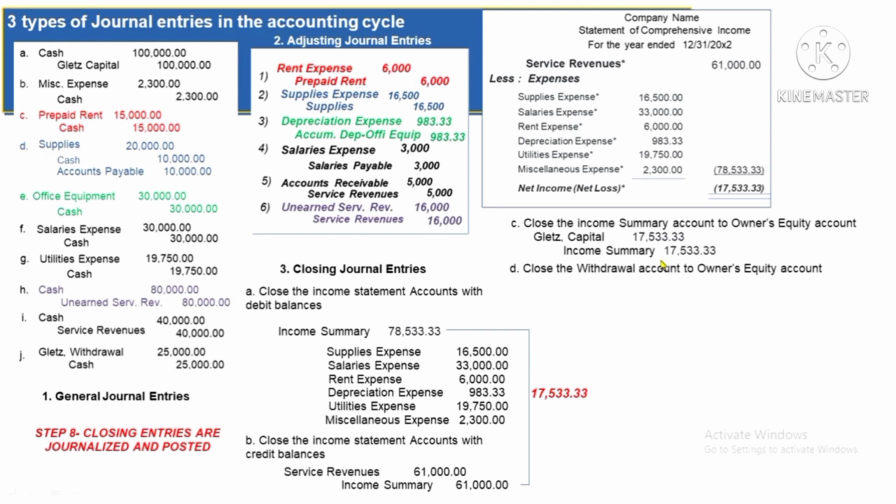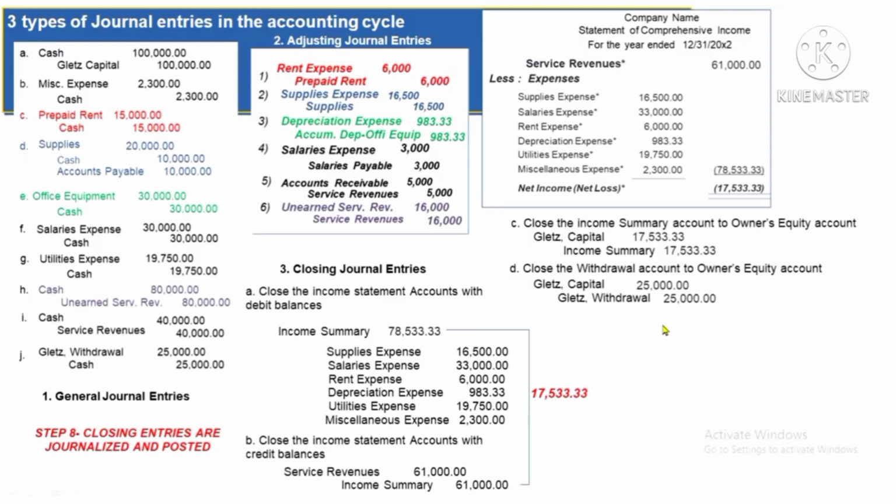And since in our problem, the owner withdrew 25,000 for personal expenses, I hope you can still remember, so there is a debit balance of Gletzmar withdrawal for 25,000. So to close it, we need to credit it, and we have to debit the Gletzmar capital for 25,000. And that's it for the four closing entries.